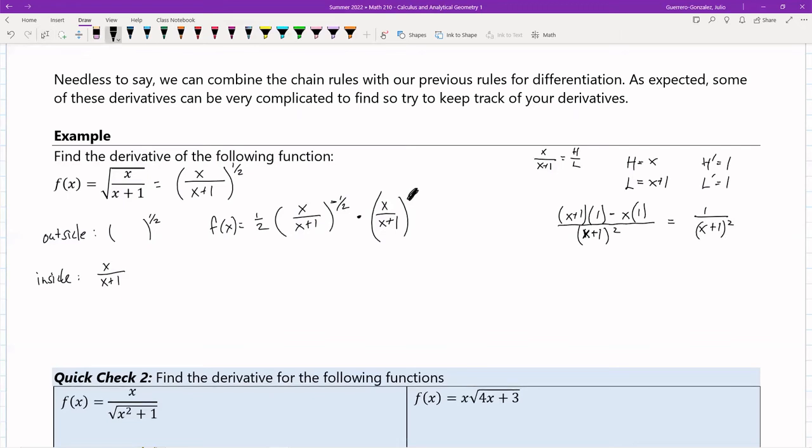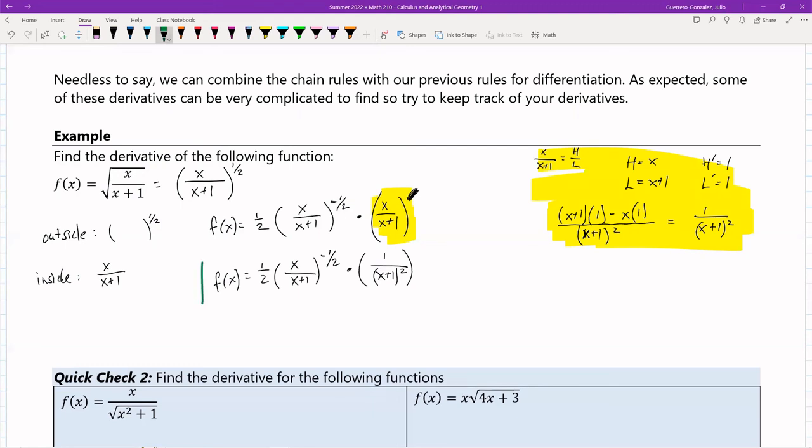Now just keep in mind, all of this was a little side piece that I needed to do. So now my final derivative is going to be 1/2 times x over x plus 1 to the minus 1/2, times this mess over here, which was reduced down to 1 over x plus 1 quantity squared. And we are done. That is it.